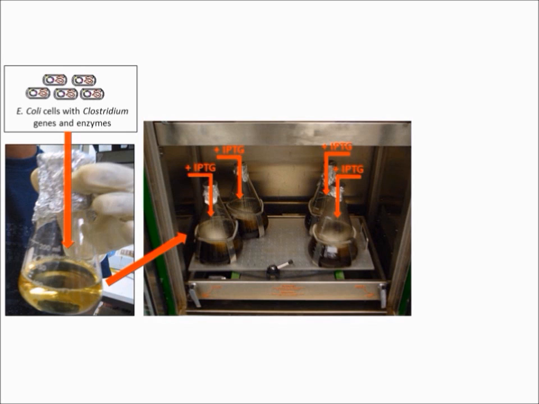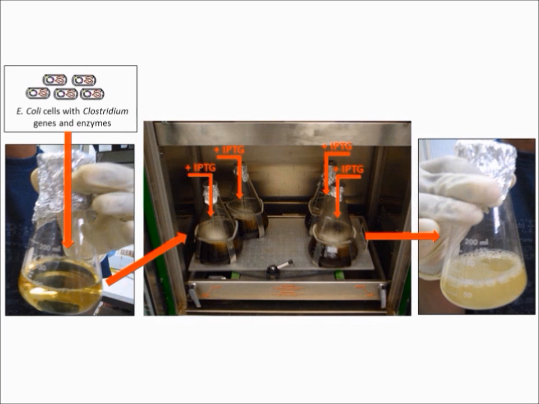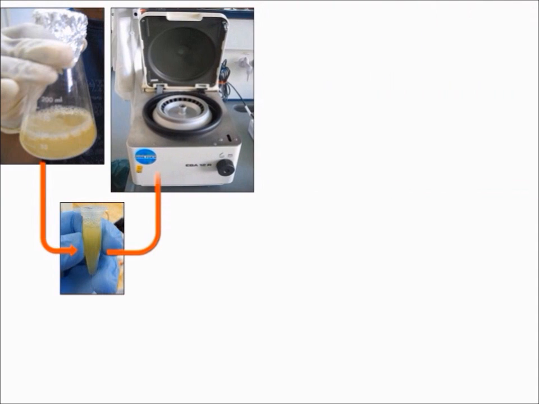After the fermentation has proceeded for at least 8 hours, the cell cultures can be removed from the incubator and the amount of butanol produced can be measured. To measure the production of butanol by the E. coli, a small sample is taken from the growth culture and placed in a centrifuge, where it is spun at high speed so the E. coli cells settle to the bottom of the tube and form a pellet.